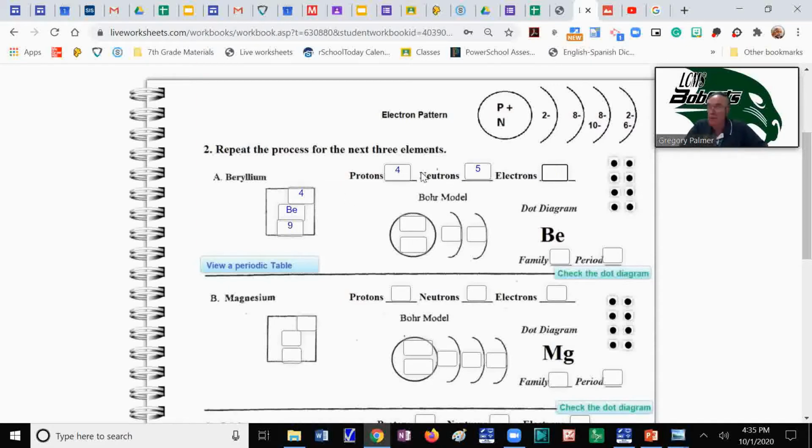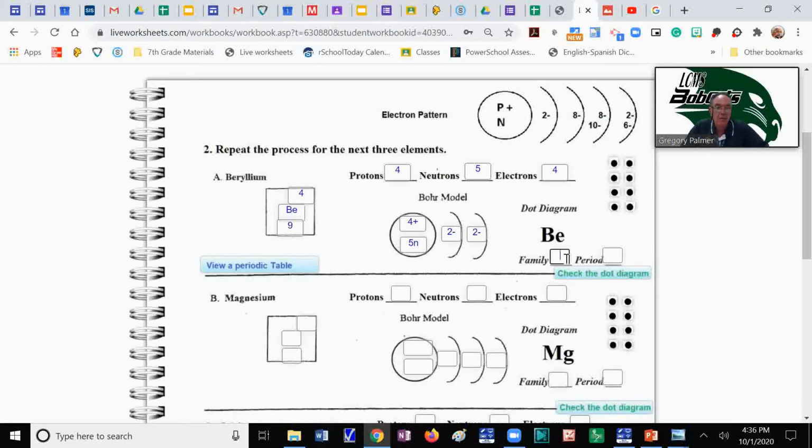The number of protons is always equal to the number of electrons, so that's 4. In the nucleus, we have 4 positive. We have 5 neutrons. And on the first energy level, we have 2 electrons. And when it's full, we go to the second energy level, and you can have up to 8. Our model only needs 2 more, so we're going to put 2 electrons there.